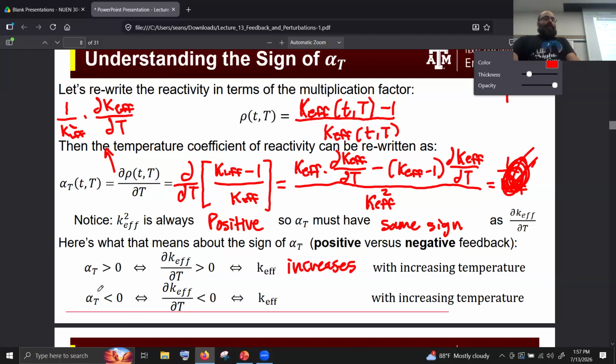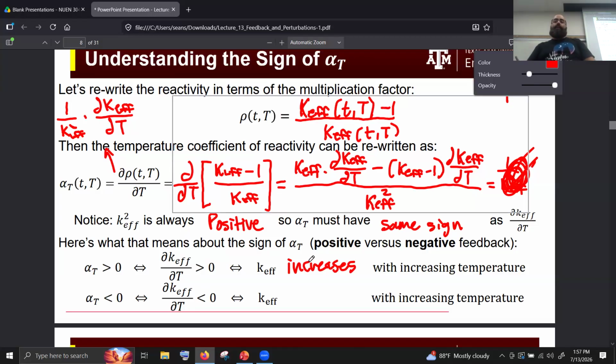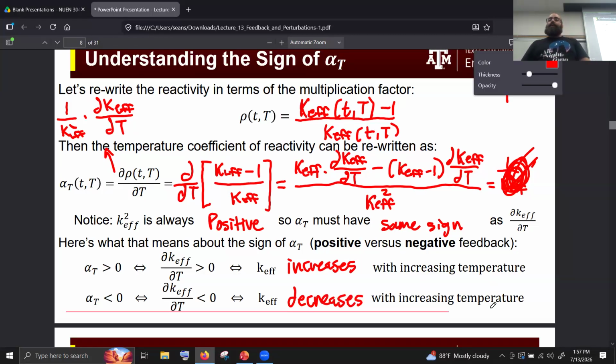It's the opposite story if the temperature coefficient is negative. Overall, this derivative is negative. And so if I increase temperature, if the delta T is positive, then the delta k effective has to be negative for it to overall be a negative quantity. So k effective decreases with increasing temperature if the temperature coefficient is negative.